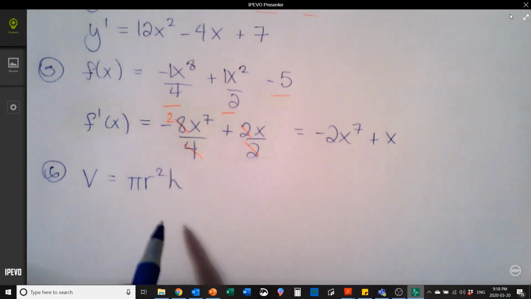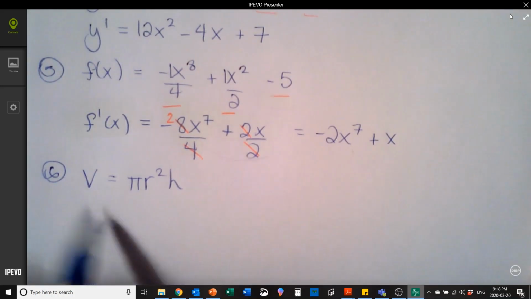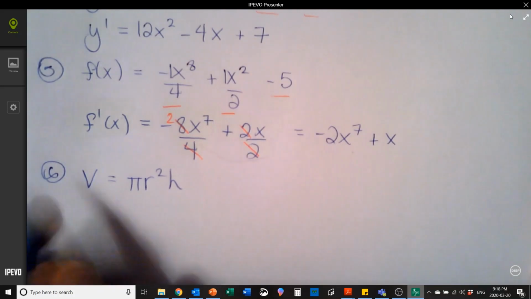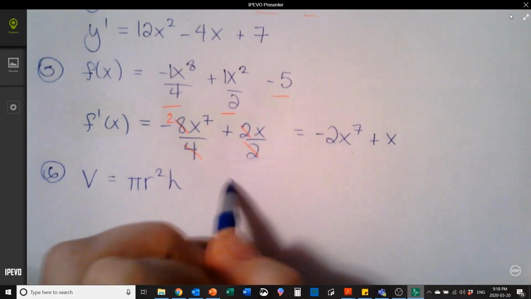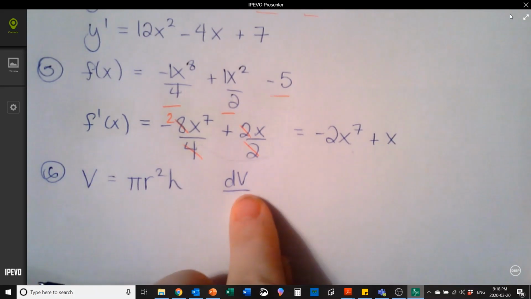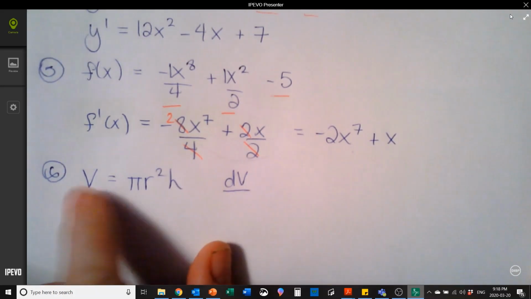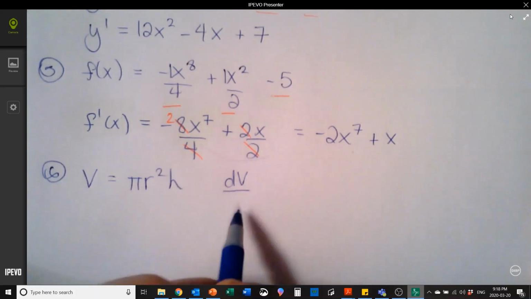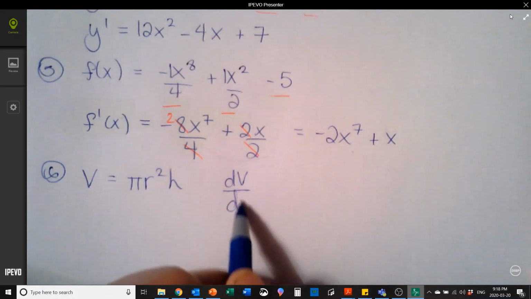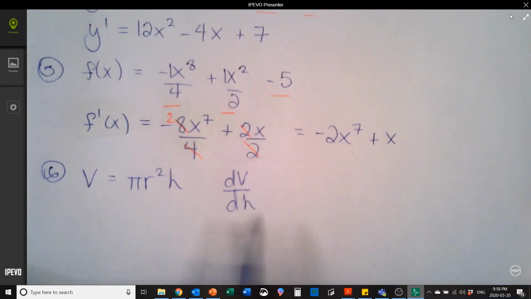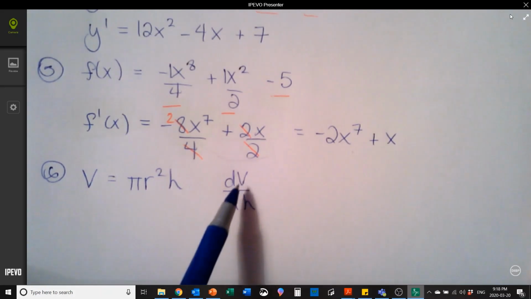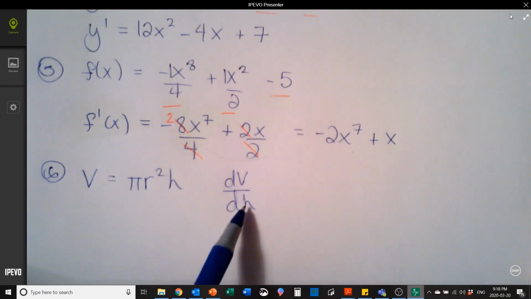And the main way that we need to deal with it is we have to know what we're taking the derivative with respect to. So for example here, if I want to take the derivative of the function V, in this case the volume of the cylinder, with respect to the height, I'm saying I want to know how the volume is changing when the height is changing. What is the change in the volume when the height is a certain value?